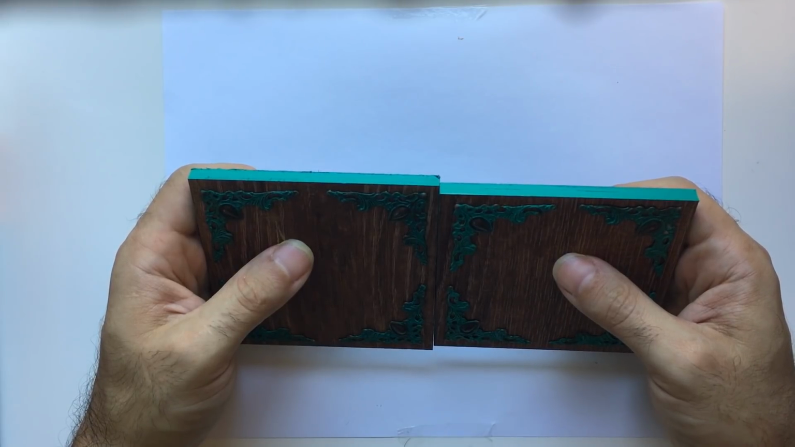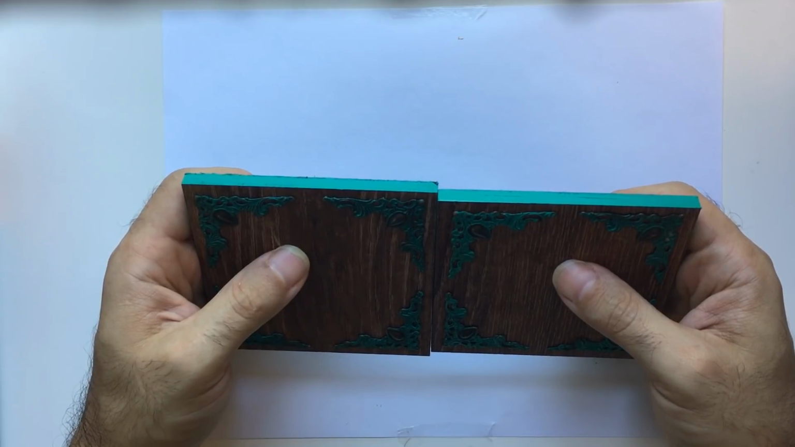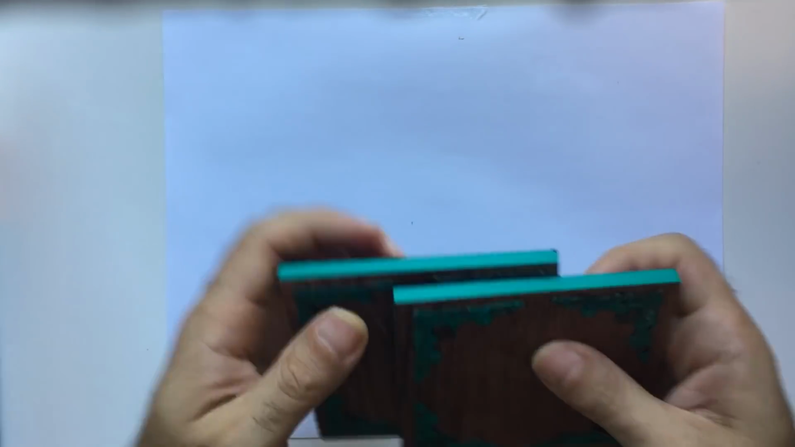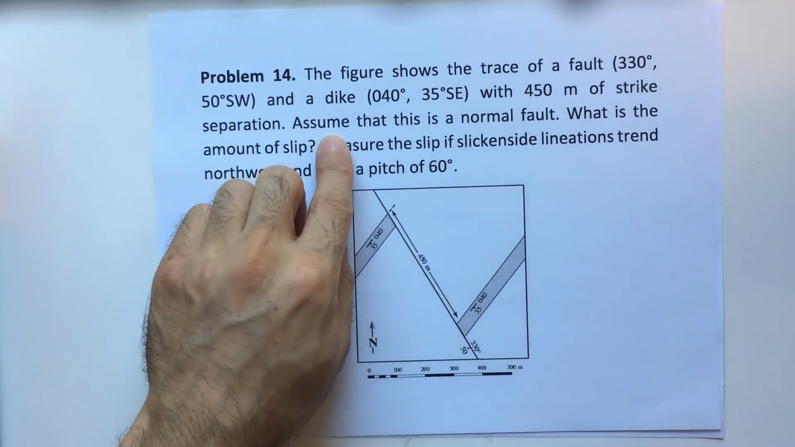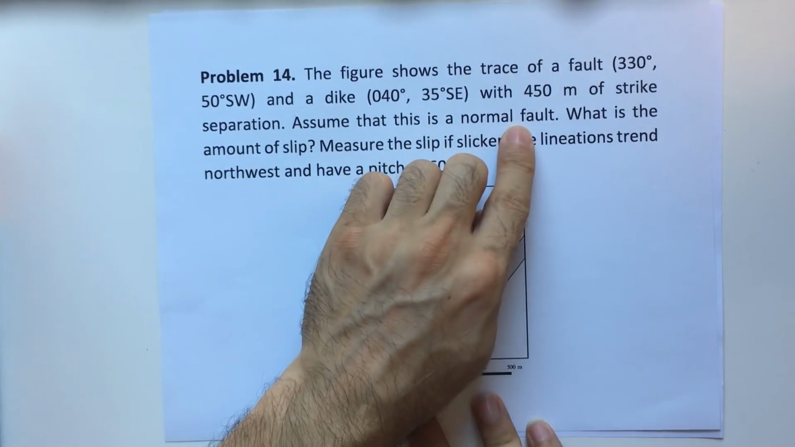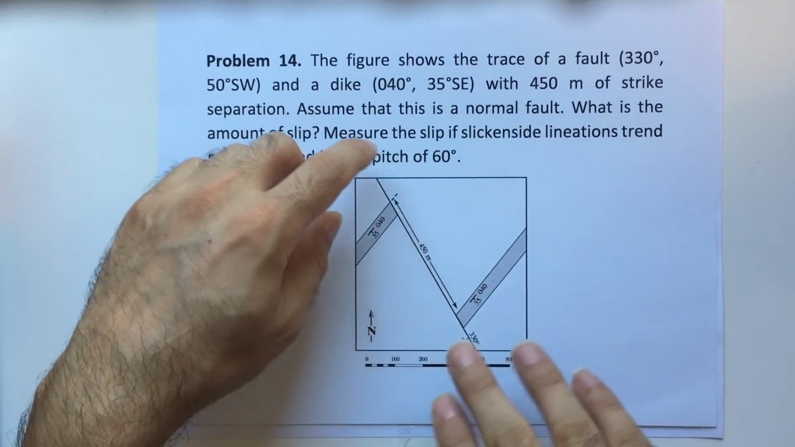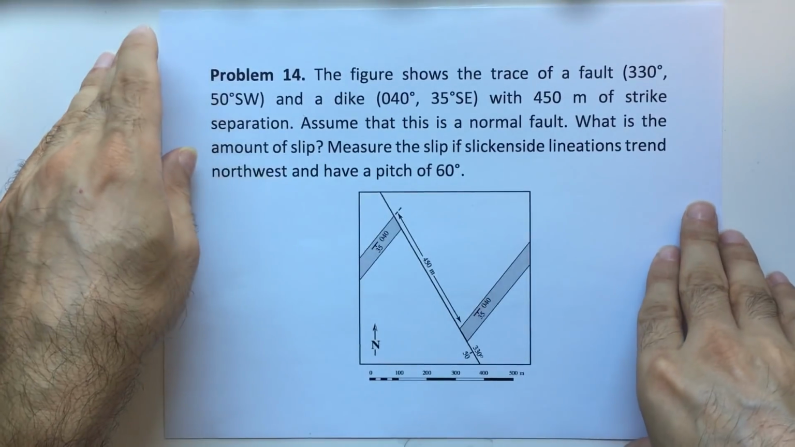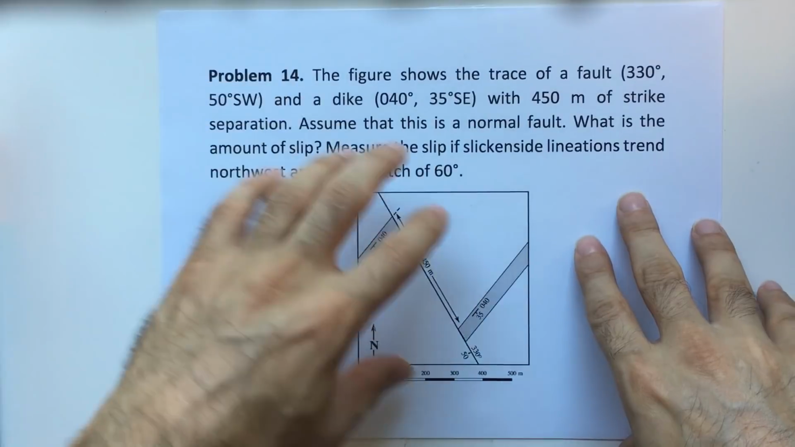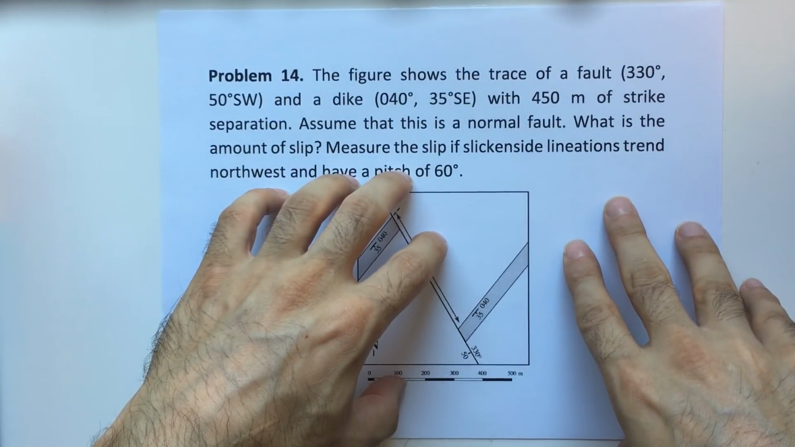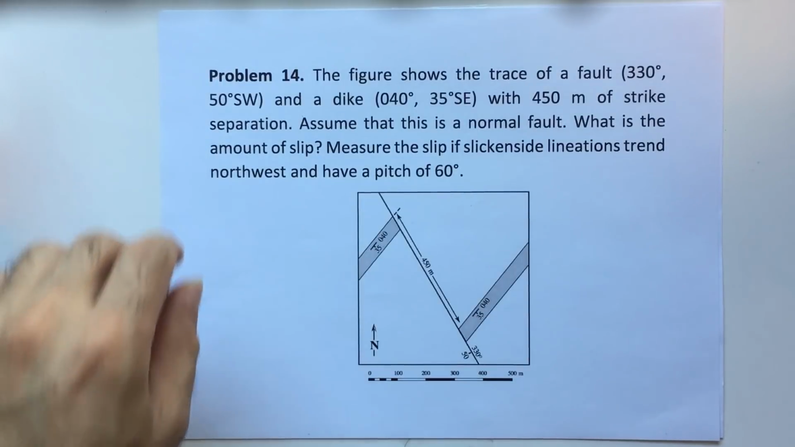And seeing offset in the map view doesn't mean you have an oblique movement. So that's why in this question it says assume this is the normal fault, or assume it's the oblique fault, and for each example calculate the net slip. So I'm gonna start working on this question, and I will show you how you can calculate the net slip along the fault plane.